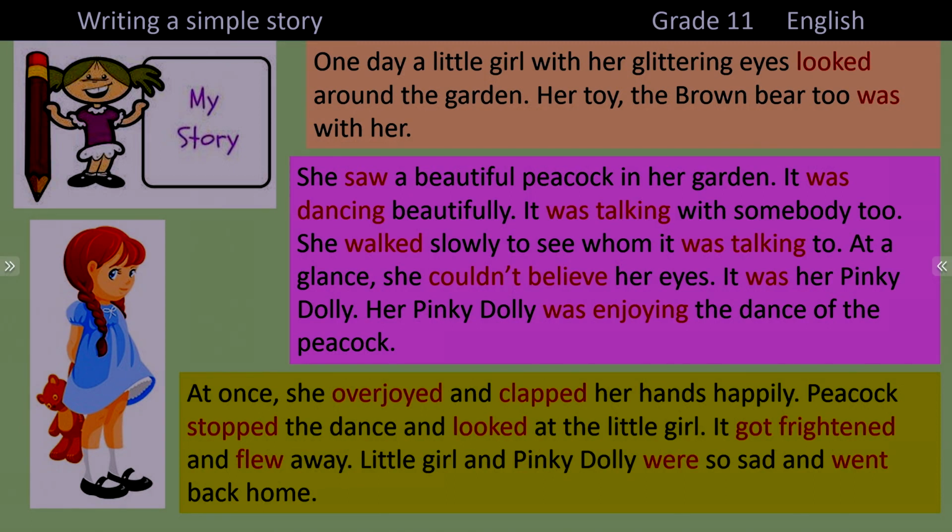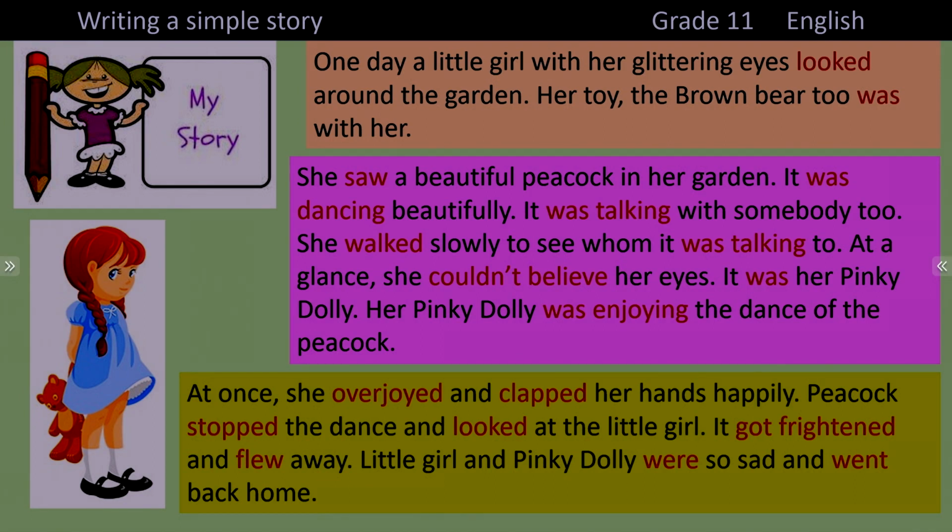One day, a little girl with her glittering eyes looked around the garden. Her toy, the brown bear, too, was with her. She saw a beautiful peacock in her garden. It was dancing beautifully. It was talking with somebody too. She walked slowly to see whom it was talking to. At a glance, she couldn't believe her eyes. It was her Pinky Dolly. Her Pinky Dolly was enjoying the dance of the peacock.